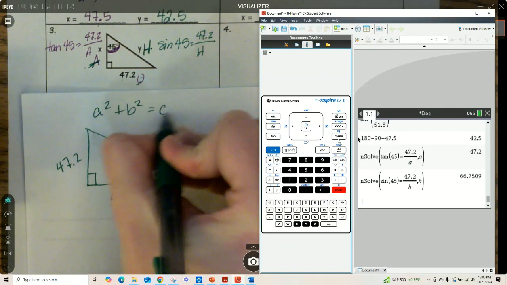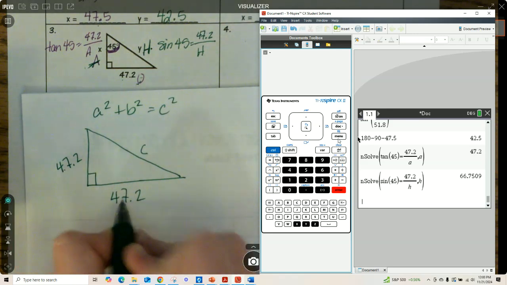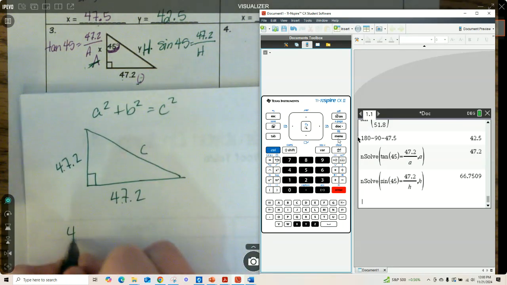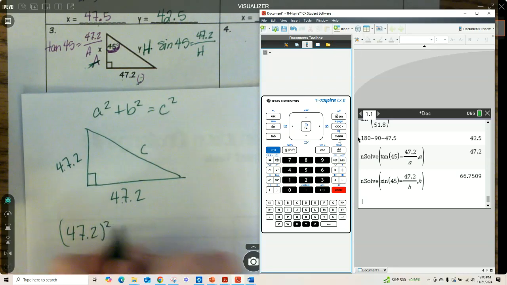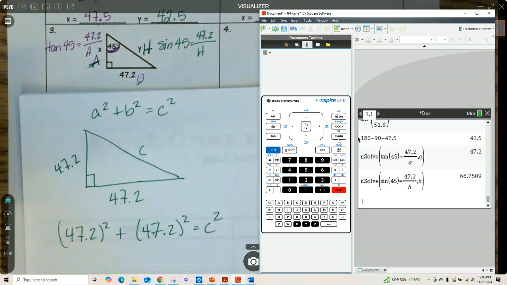Pythagorean theorem. Same thing with the angle hack. It's not always 100% accurate. But we could plug these values in for A and B. So squared plus 47.2 squared equals C squared. Okay?